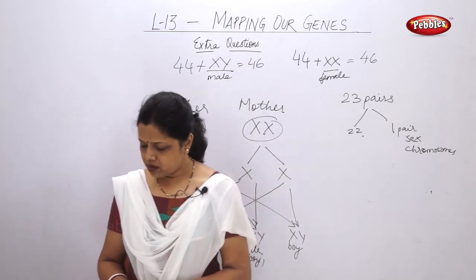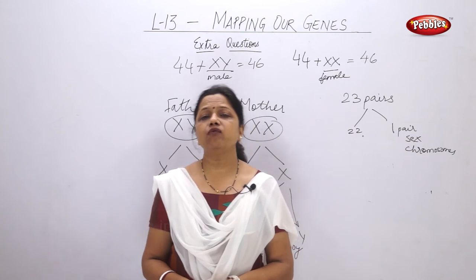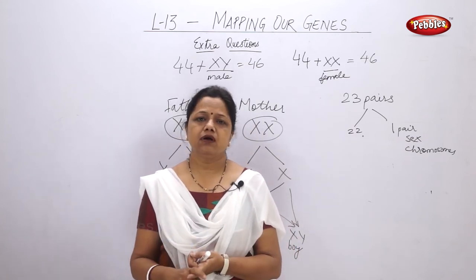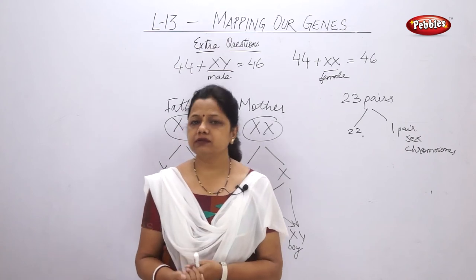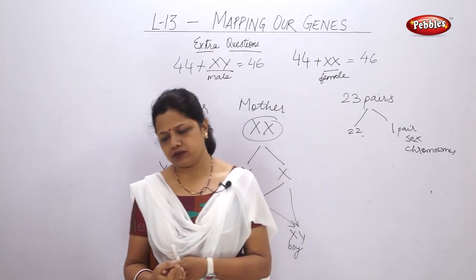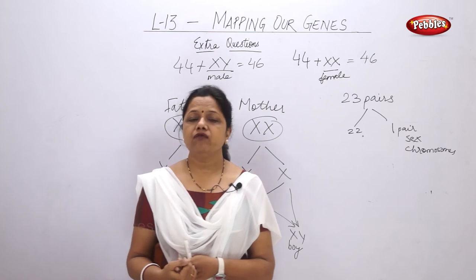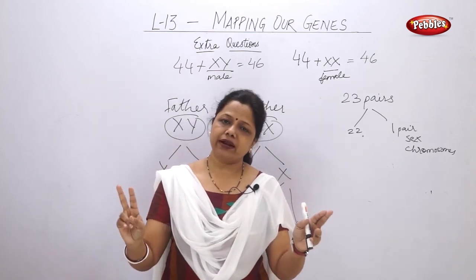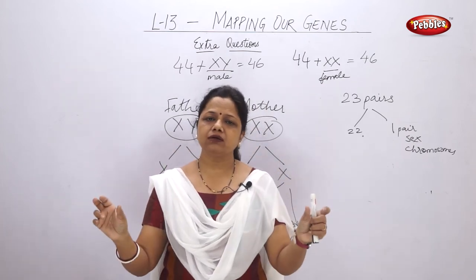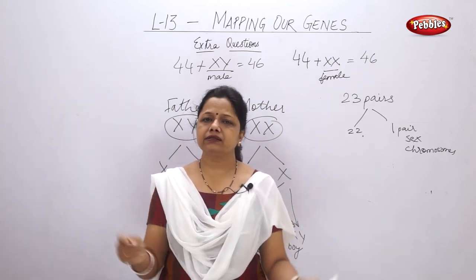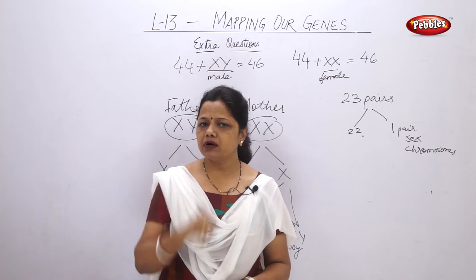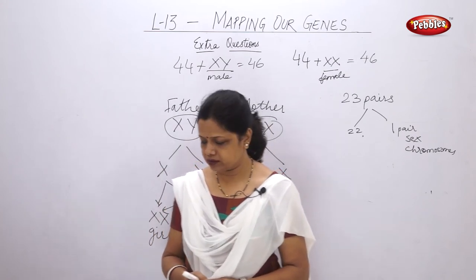Monohybrid cross. When a cross involves only one pair of characteristics, it is called a monohybrid cross. And dihybrid cross: when we consider two types of characteristics present in one plant or organism, and these two sets of characteristics are crossed, that is called a dihybrid cross.